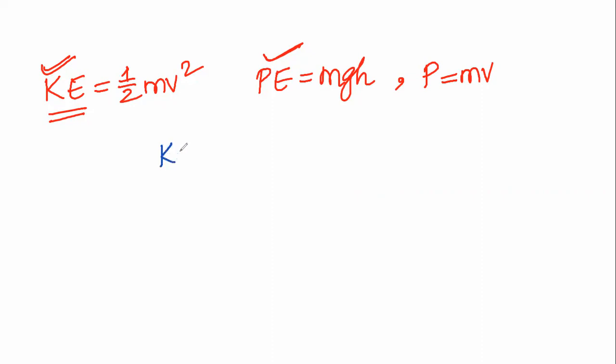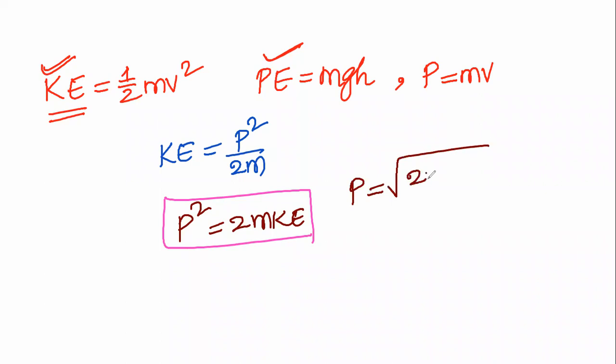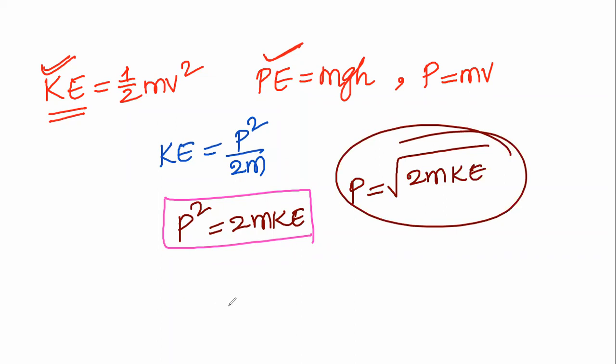When we take the relation between the kinetic energy and momentum, KE is equal to P square divided by 2m. Therefore, P square is equal to 2m into KE. Otherwise, P is equal to square root of 2m into KE. So this is the relation between kinetic energy and momentum.